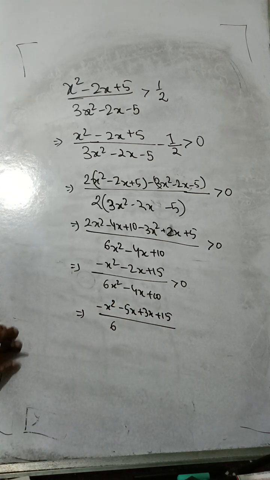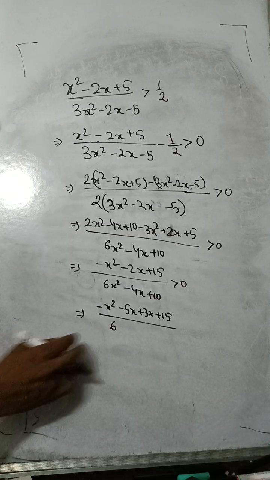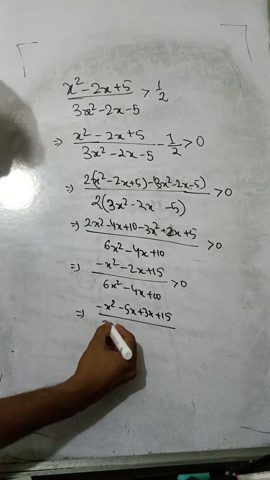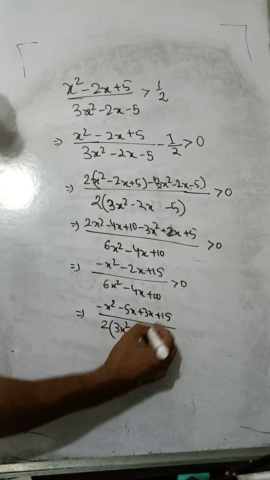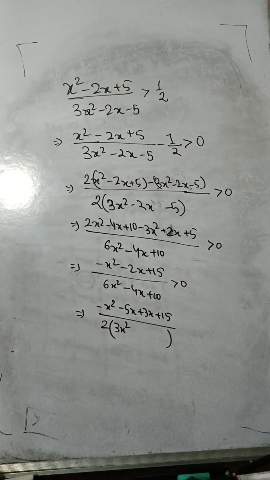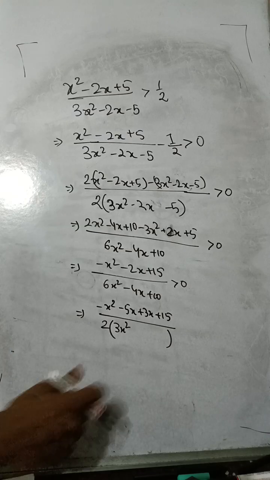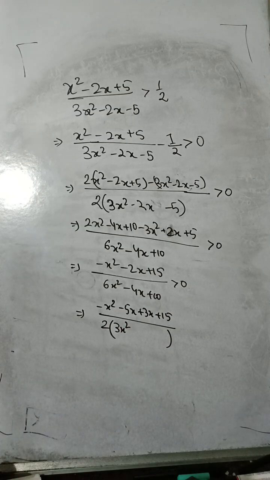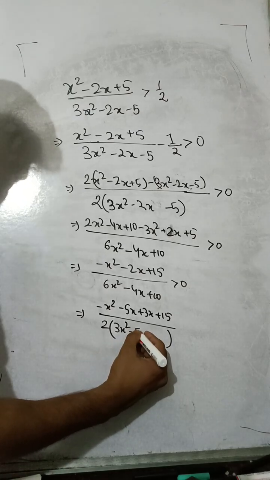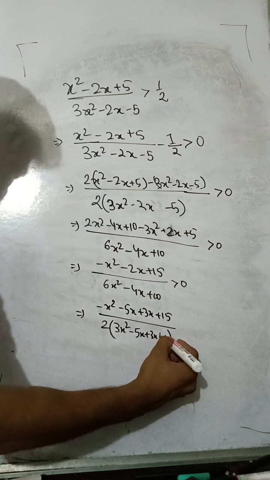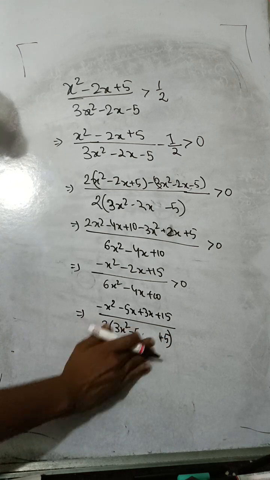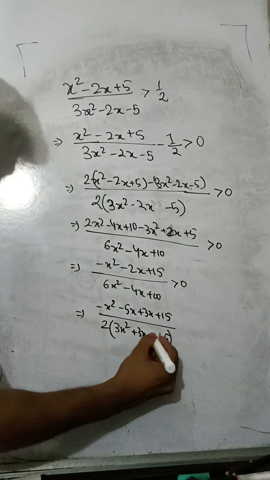Maybe we can take 2 in common. And then it is 3x square minus 4x plus 10, that is minus 2x. 5 and 3 is 15. So 15 is again 3 and 5. So minus 5x plus 3x minus 5. Or we can write something like this, maybe plus 3x minus 5x.